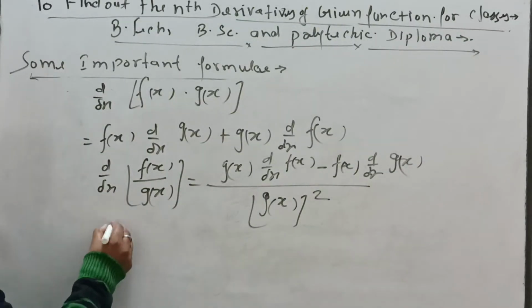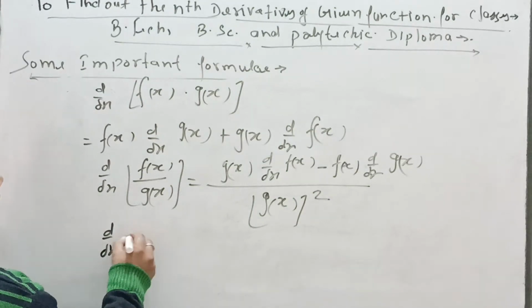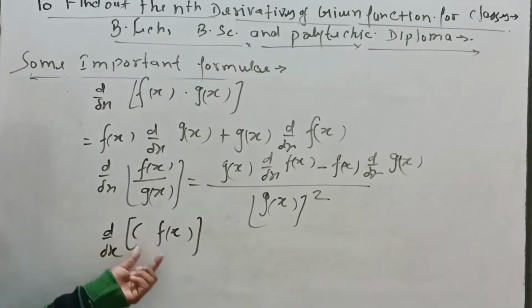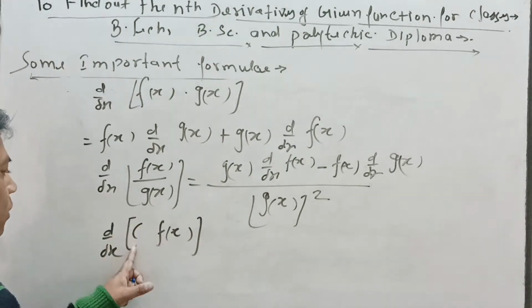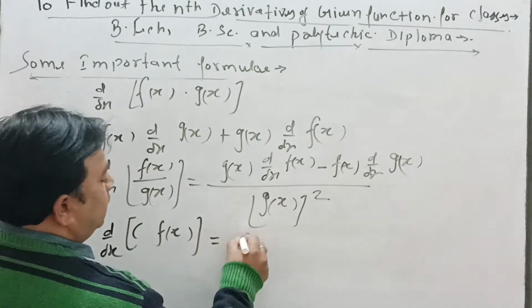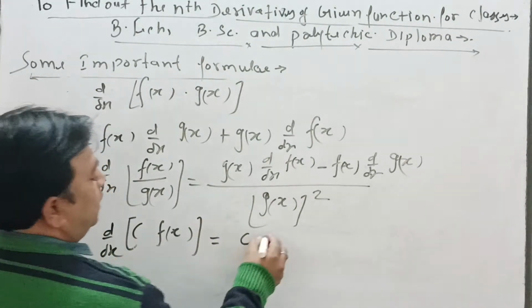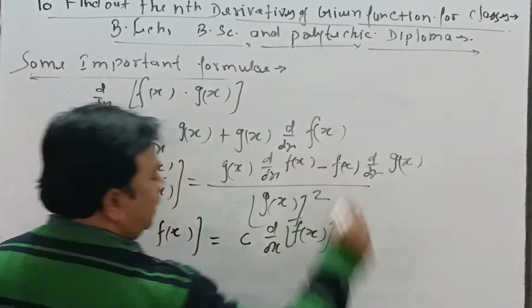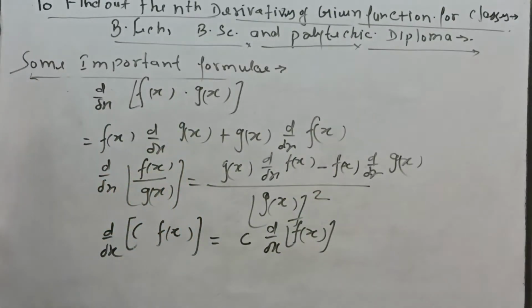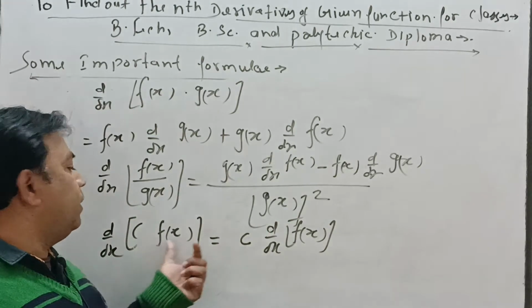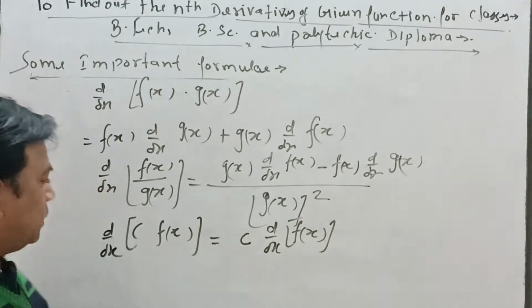And d over dx of c f(x): here c is the constant and f(x) is the variable function. C is a constant multiplied by the variable function. Then c comes out, and you find the derivative of the function f(x). This is the formula for a constant multiplied by a variable function.